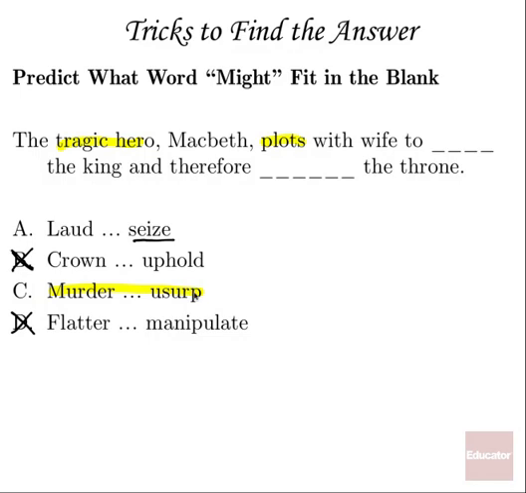A is actually tricking you. It's kind of assuming that maybe you don't know what this word here, laud, means. Well, seize is correct, and then we're not sure about laud. But laud means to praise, to talk good of, to adore. Definitely not what happens when you're a tragic hero and you're plotting something. Murder and usurp are the correct answer.